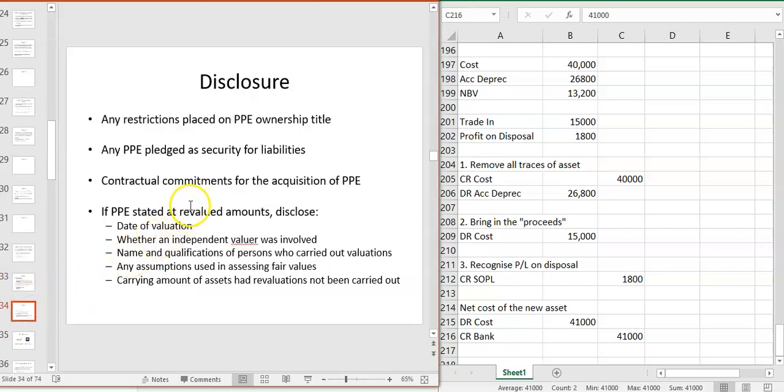As well as that, if you're revaluing it, you have to show who revalued it, the qualifications involved, the date of the revaluation, and any assumptions that were made as well. So there are a lot of particular disclosure requirements, and that's all coming from IAS 16.